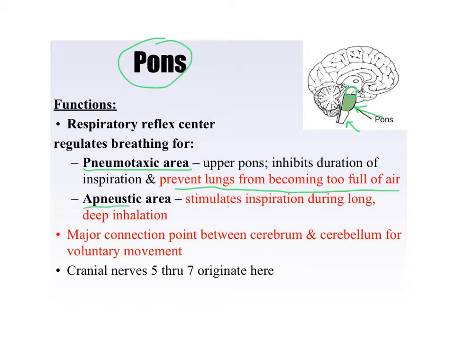Also the apneustic area, once again you won't need to know that term, but you will know that it also has to do with breathing. So it stimulates inspiration during deep inhalations. So remember, the medulla was the rhythm of the breathing. This basically stops the breathing and keeps your lungs from being too full of air, and also stimulates deep inhalation. And like I said earlier, it is the bridge between the cerebrum, your conscious mind, and the cerebellum, the little part of the brain right here that helps coordinate and smooth out muscle movements, so your muscle movements aren't all herky-jerky. They're much smoother.